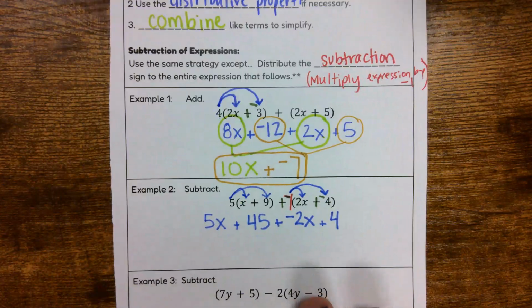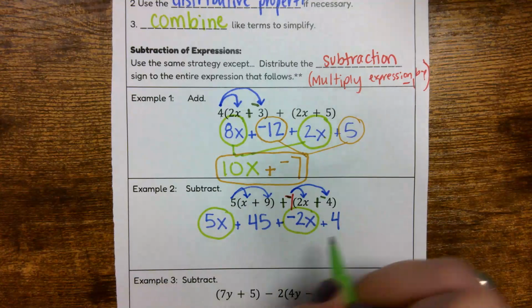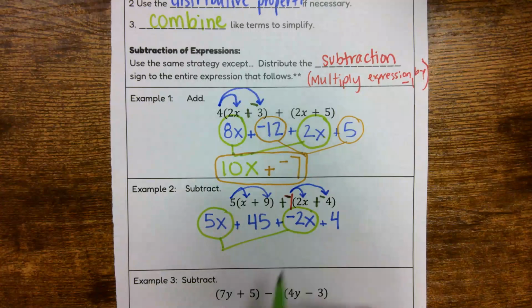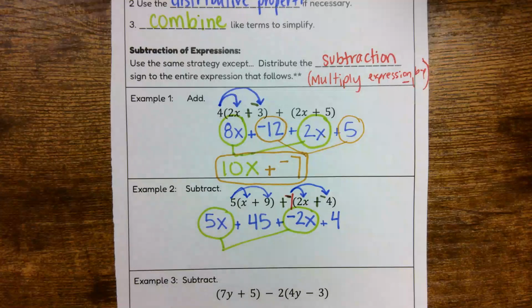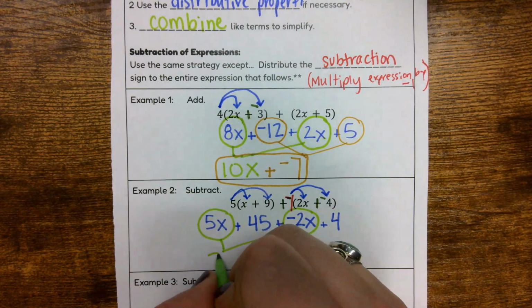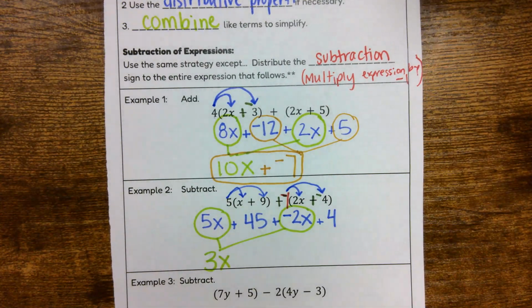And now I am going to combine like terms. So let's find our like terms. Here's 5x and -2x. Let's go ahead and do it. 5x plus -2x. One's a positive, one's a negative. When we combine positives and negatives, they are going to create 0 pairs, so we subtract. 5x minus 2x is going to give us 3x. It's going to be positive because I have more positives.